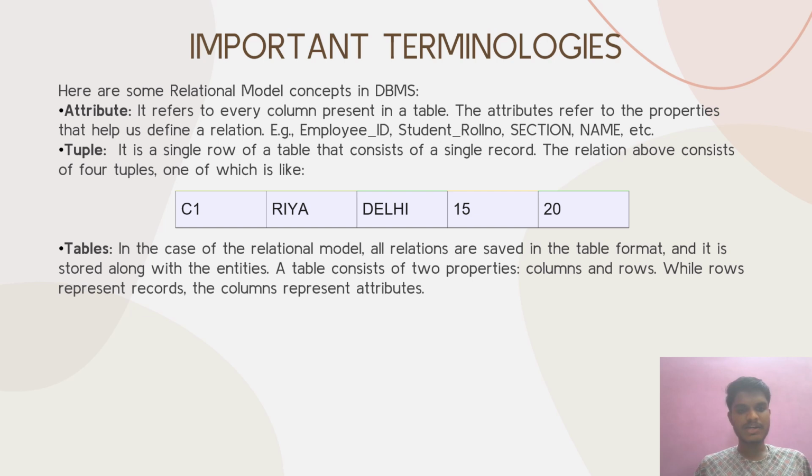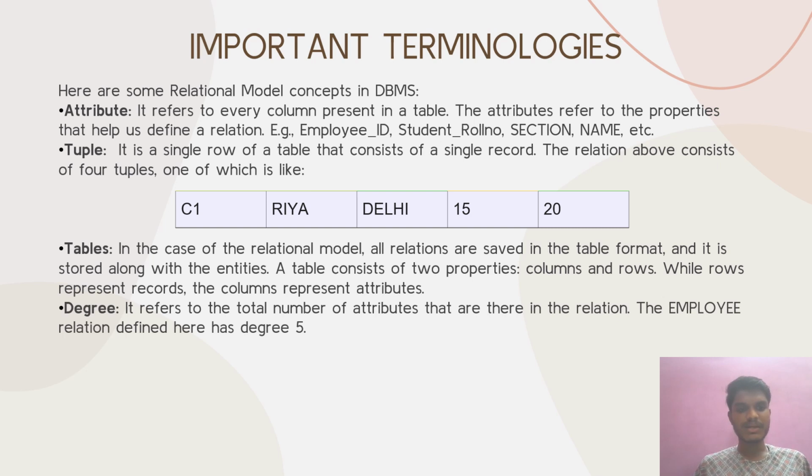Next, tables. In the case of relational model, all relations are saved in the table format and it is stored along with the entities. A table consists of two properties, namely columns and rows, where rows represent records and the columns represent attributes. Degree. It refers to the total number of attributes that are there in the relation. The employee relation defined here has degree 5.